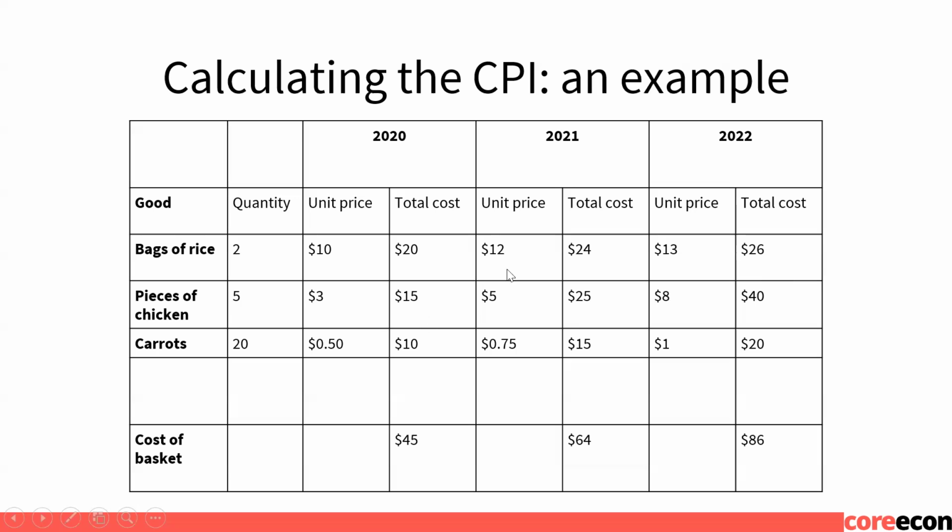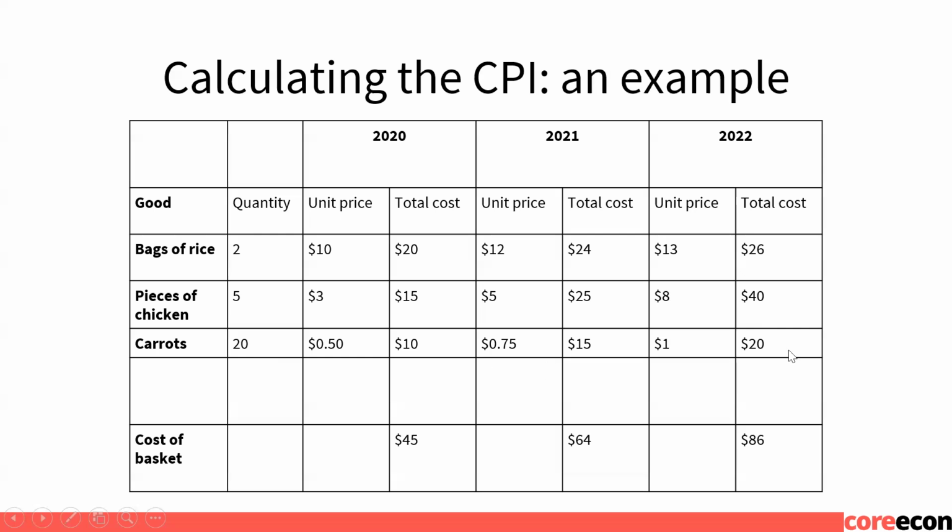But the unit price became $5 and $8 in later periods. So you see an increase of $25 to $40 as years pass by. With carrots, you're consuming 20 of them, and the unit price is 50 cents each, or pounds, who knows. So 20 times 0.5 is $10, and it's increasing to 75 cents, and then $1.